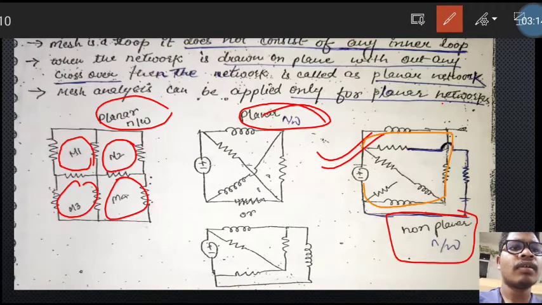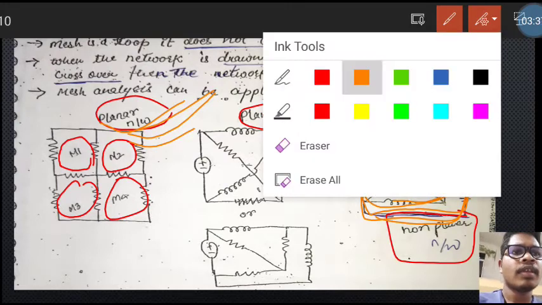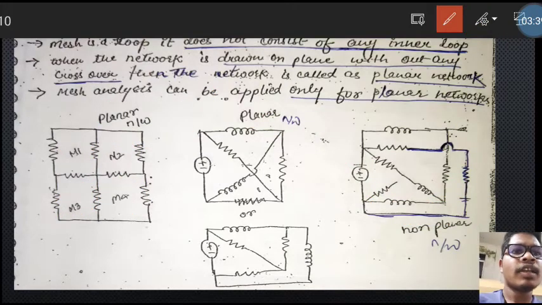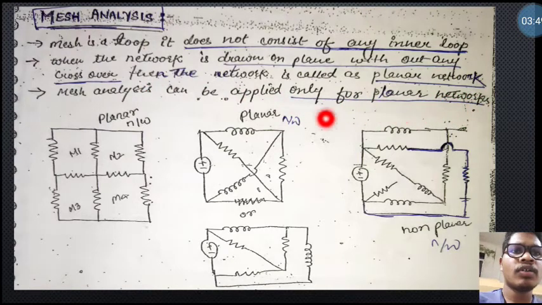See, in the first network, another network crosses over it, meaning they overlap each other. That's why it is a non-planar network. But here no overlapping is there, so it is a planar network. Mesh analysis is applicable only for planar networks, not for non-planar networks. Please remember that. I have already told you that.